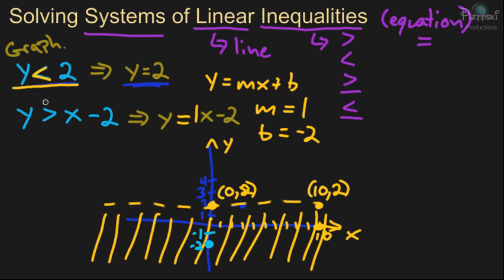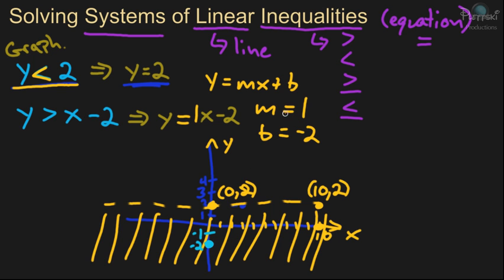Now look back at the inequality. It's greater than. It's not greater than or equal to, which is significant because since it's just greater than, when we draw our line, we're also going to use a dotted line like the first one. If it was greater than or equal to, we would use a solid line. But in this case, it's going to be dotted.